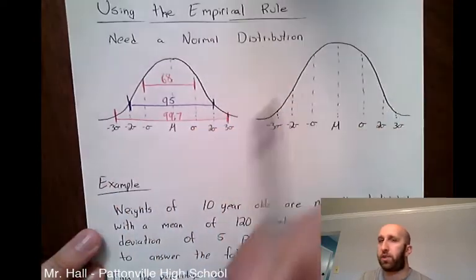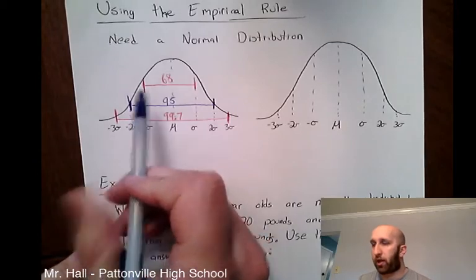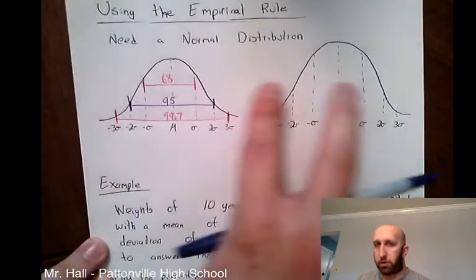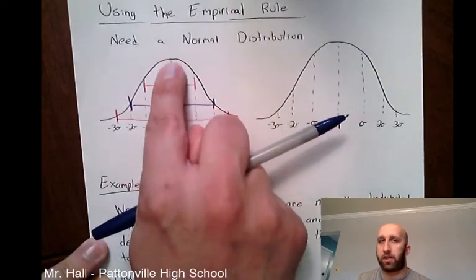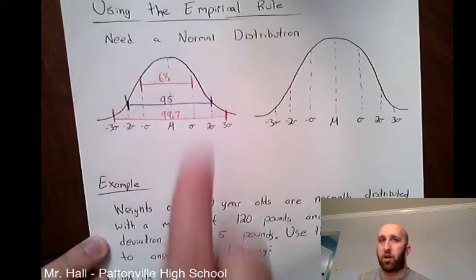Now what this means is you need something that has one hump and it's roughly symmetric, okay? So each of these curves here is a normal or approximately normal distribution. All the data is centered towards the middle, one big hump, and it's roughly symmetric on both sides.